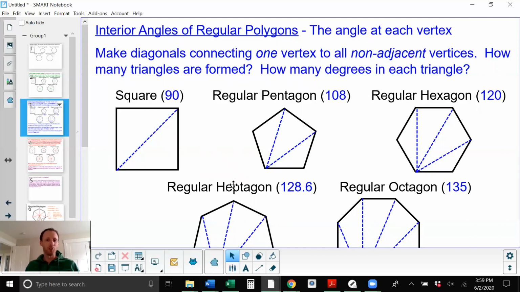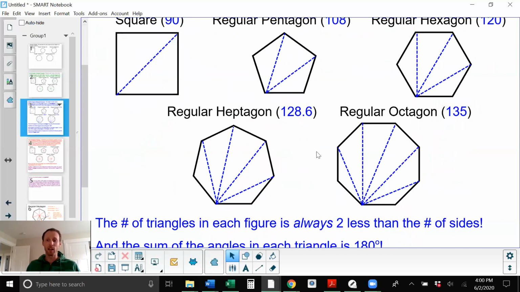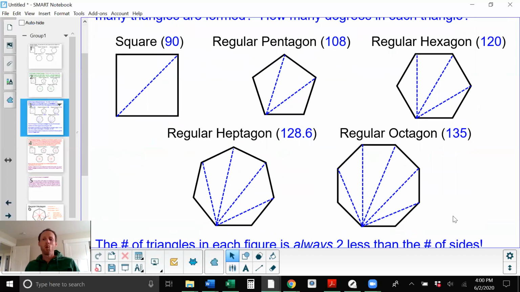And what that does is it creates triangles. In the case of the square, it creates 2 triangles. In the case of the pentagon, it creates 3 triangles. Hexagon, 4. Heptagon, 5. Octagon, 6. So you may have noticed a pattern. When I create these diagonals, we are always creating a number of triangles that is 2 fewer than the number of sides in the figure, right? The square has 4 sides, 2 triangles. The pentagon has 5 sides, 3 triangles.